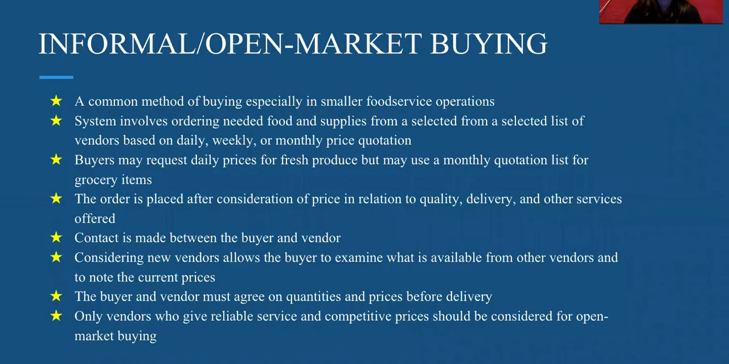Informal open market buying is a common method of buying, especially in smaller food service operations. The system involves ordering needed food and supplies from a selected vendor from a selected list of vendors based on daily, weekly, or monthly price quotation. Buyers may request daily prices for fresh produce, but may use a monthly quotation list for grocery items. The order is placed after consideration of price in relation to quality, delivery, and other services offered.